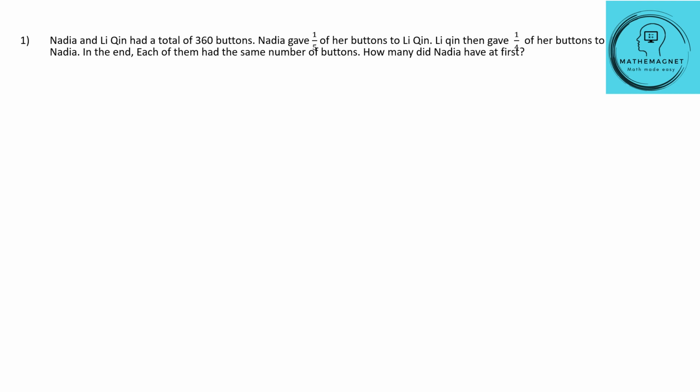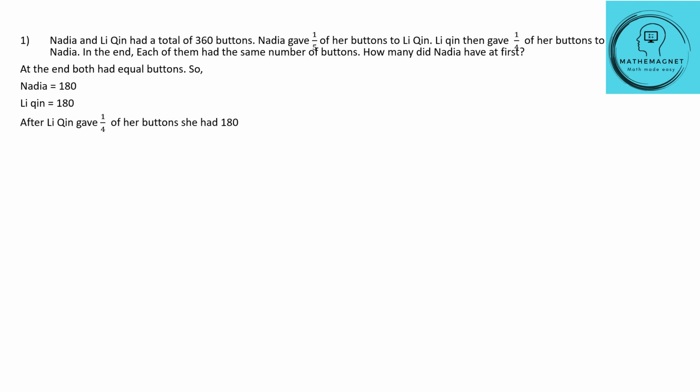We will approach this problem in the reverse direction. Okay, so we know that at the end of giving each other, both of them had an equal number of buttons, and we also know that the total number of buttons was 360. So divided by 2 will give you 180 buttons. So Nadia had 180 buttons, Leakin had 180 buttons at the end.